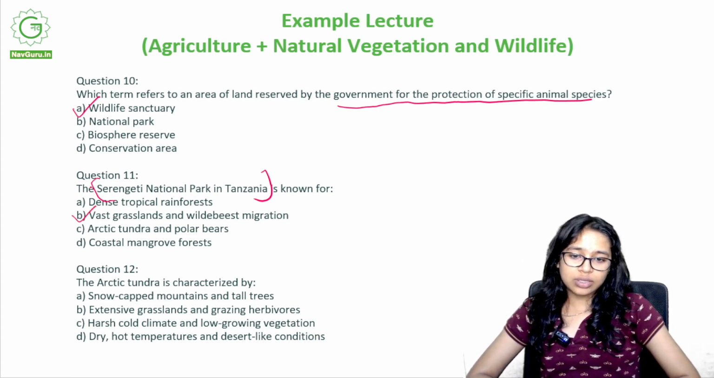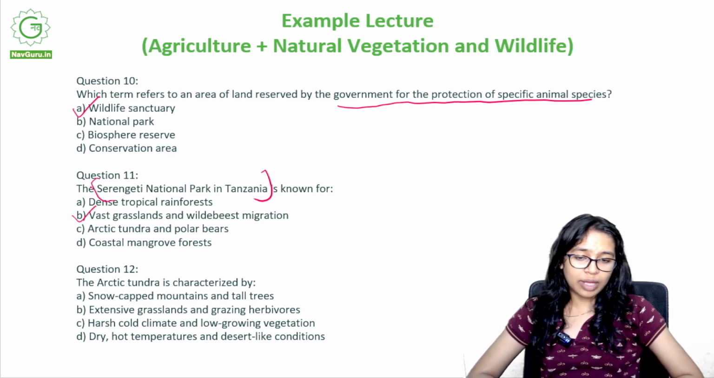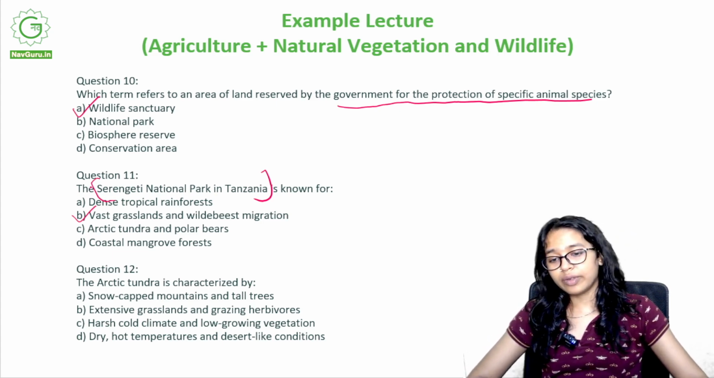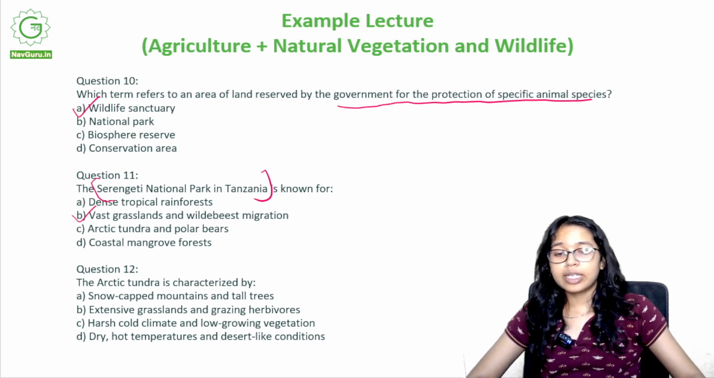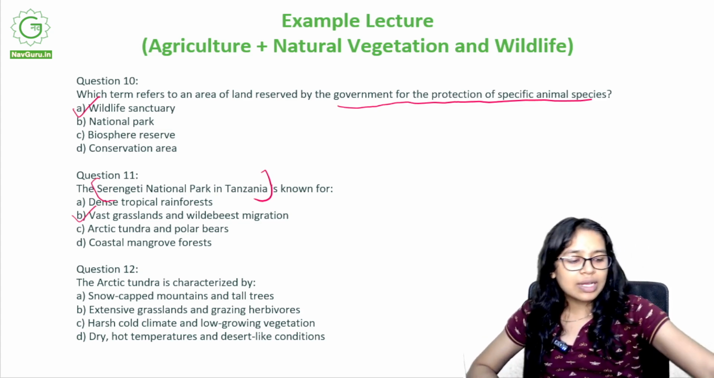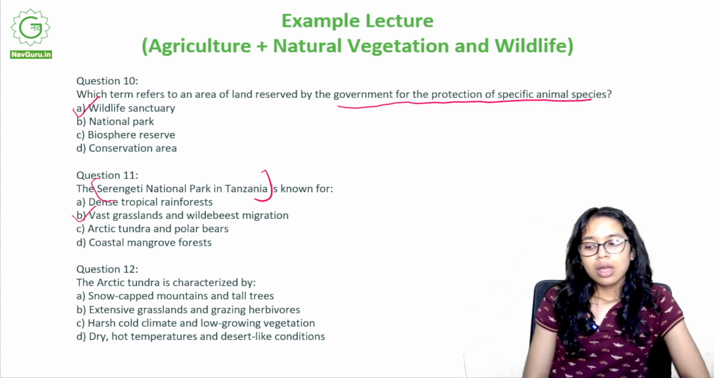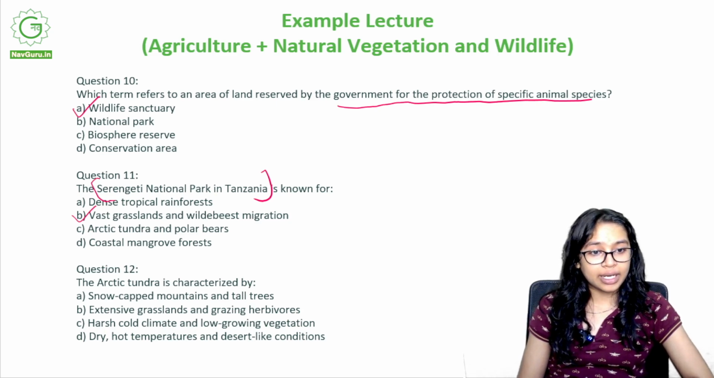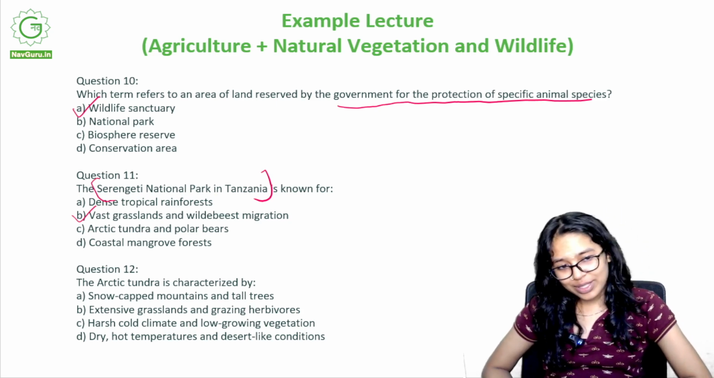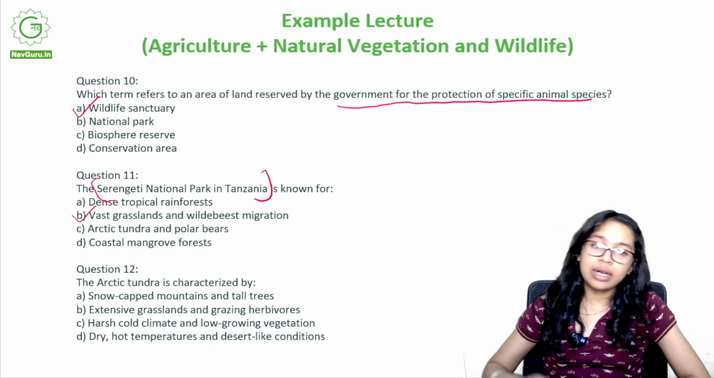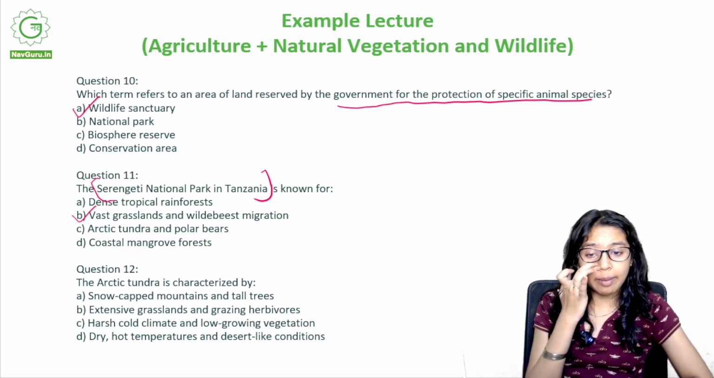The Arctic tundra is characterized by A, snow-capped mountains and tall trees, B, extensive grasslands and grazing herbivores, C, harsh cold climate and low-growing vegetation, or D, dry hot temperatures and desert-like conditions. Arctic tundra is something that we did not study, because we are trying to study the forest area in India, and India, fortunately, does not have such drastic changes. The Arctic tundra is characterized by harsh cold climate and low growing vegetation.